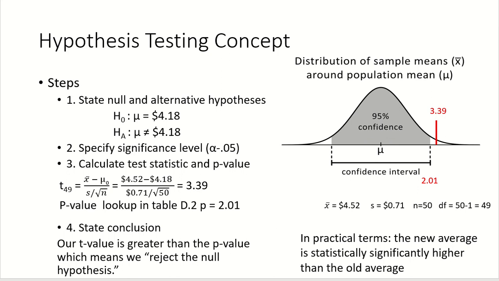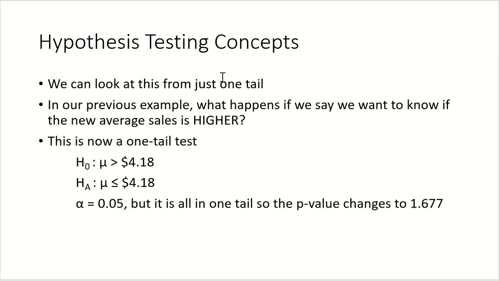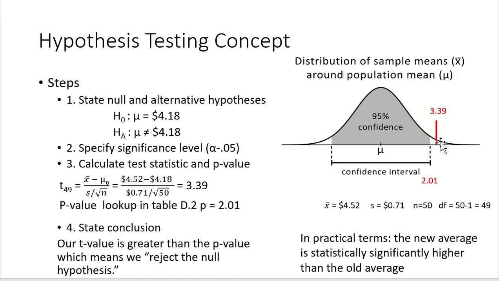In practical terms, what it's saying is that the new average is statistically significantly higher or different than the old average. Let me bring in one more idea for you as we do this. It is possible to just look at one tail. In particular, we could go back and say we really don't want our sales to be less than $4.18 after the promotion. We really want to believe that it is higher than $4.18. When we shift to one tail, what ends up happening is that when we use the alpha level, all 5% of this alpha ends up getting shifted just into one tail.